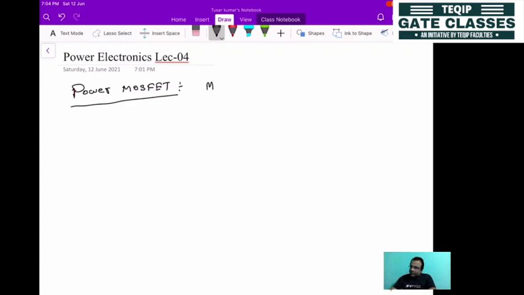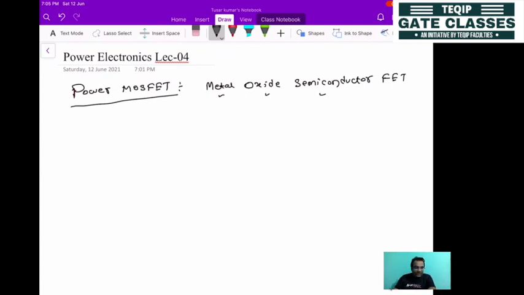MOSFET stands for metal oxide semiconductor field effect transistor. This is one of the FETs, but it is especially designed with a metal, then an oxide layer, then a semiconductor layer present. That is what is called the MOSFET. Before going into the MOSFET, we'll see some features of the power MOSFET.